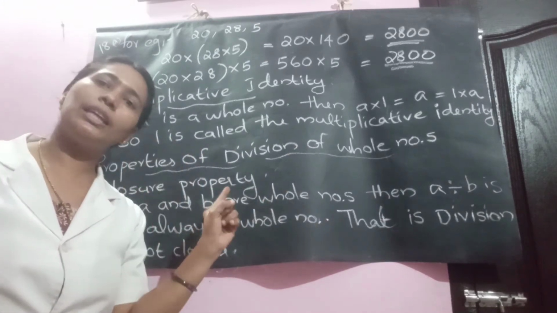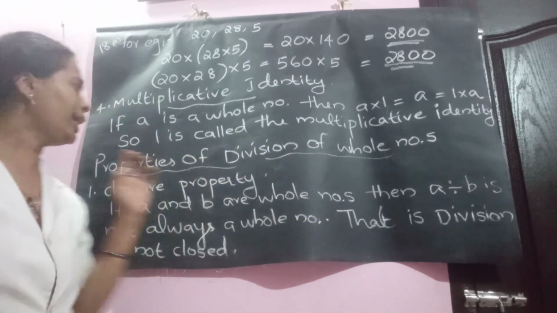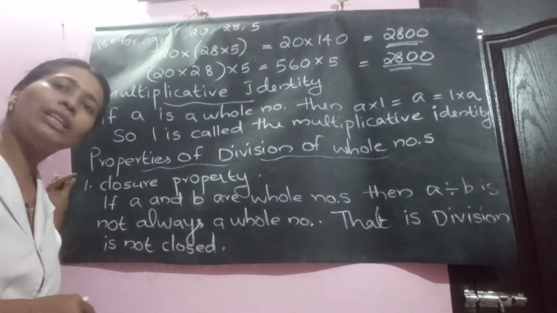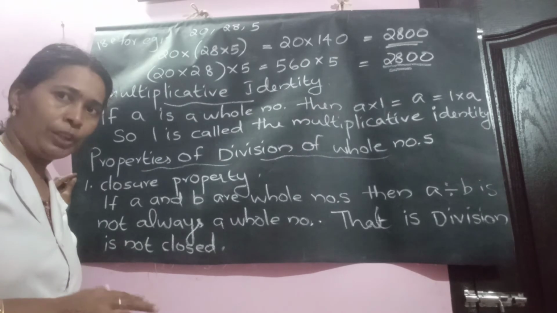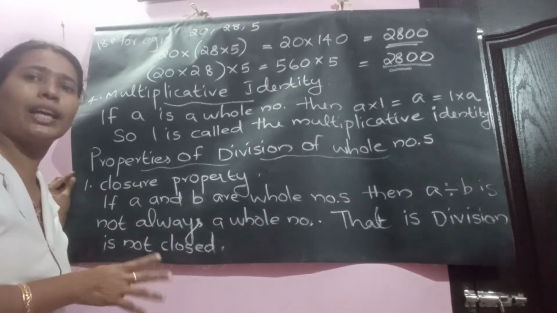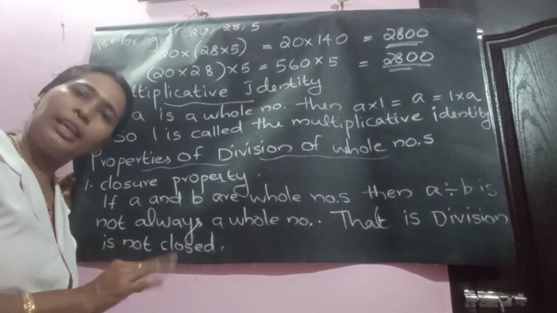1 is the multiplicative identity. Let us move to properties of division of whole numbers. Division and subtraction are a little bit the same. Only the operation that we are doing changes, but the properties hold in the same manner.